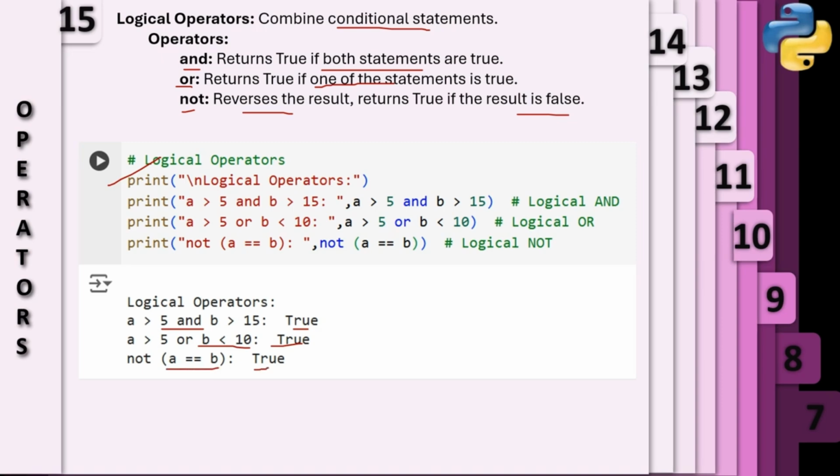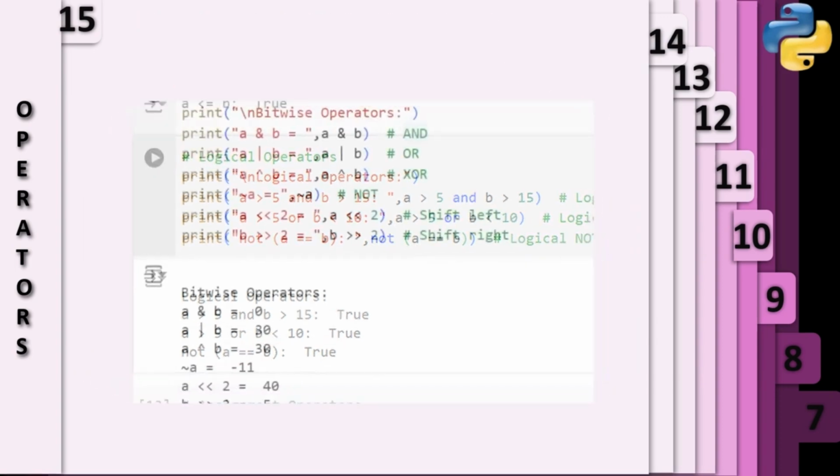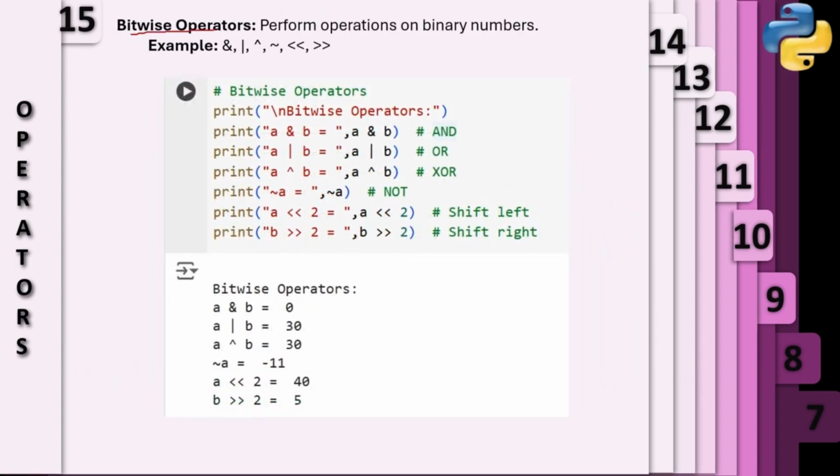Next, we will explore bitwise operators. Bitwise operators are used to compare binary numbers. The operators which come under bitwise operators are AND, OR, XOR, NOT, left shift and right shift. If we consider this example, the binary of the number a, that is 10, is 1010, and b, 20, in binary form is 10100.